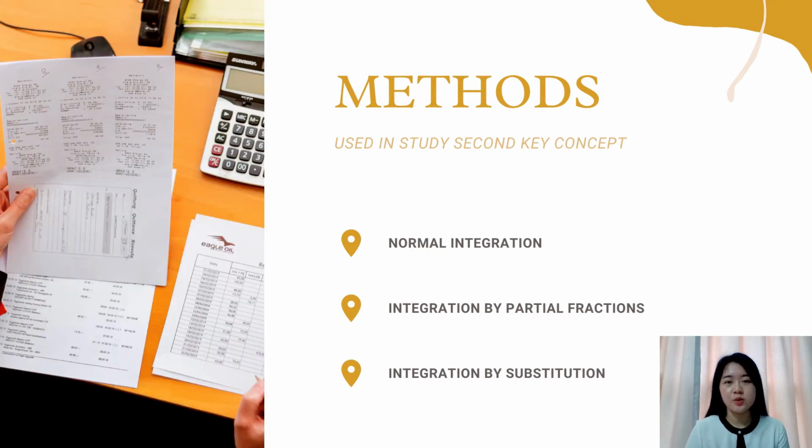The methods we use in studying the second key concept, which is supply from marginal supply, are normal integration, integration by partial fraction, and integration by substitution. Normal integration is used for marginal supply to obtain the supply function, while obtaining the supply function from marginal supply requires the method of integration by partial fraction, and integration by substitution is used to integrate the partial fraction decomposition from marginal supply to find the supply function.